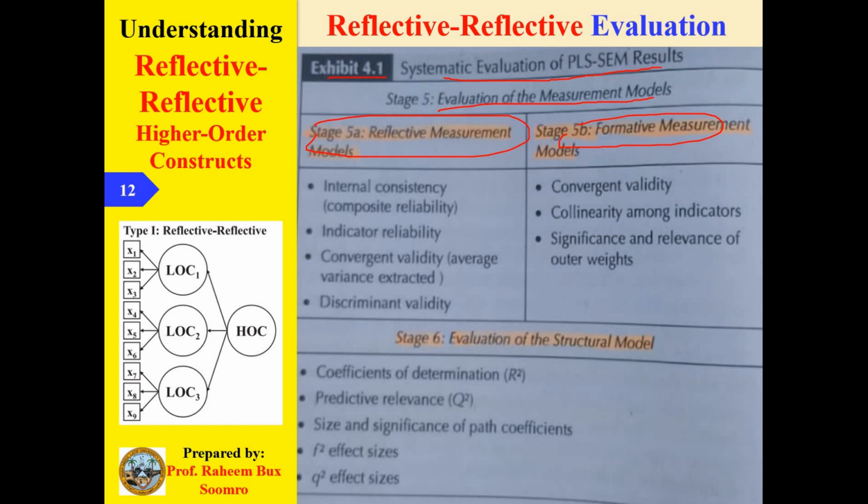So what do we have to check? We have to check internal consistency through the composite reliability. We have to check the indicator reliability. We have to check the convergent validity through the AVE, and then lastly we have to check the discriminant validity in the measurement model. When you talk about the structural model, what do we have to check? We have to check the R square, Q square, path coefficient, and effect size, F square, and then we have to check the effect size of the Q square. So these are the normal benchmarks which we have to check when we are working on the structural model, and these are some of the benchmarks which you have to check when we are working on the measurement model.